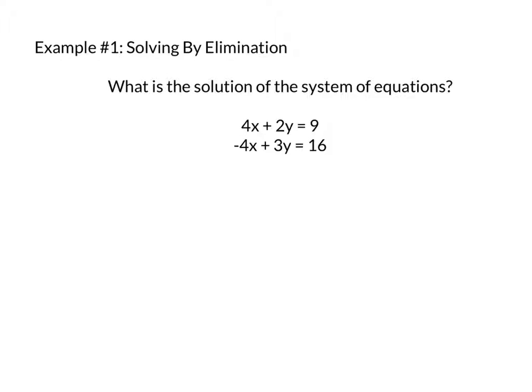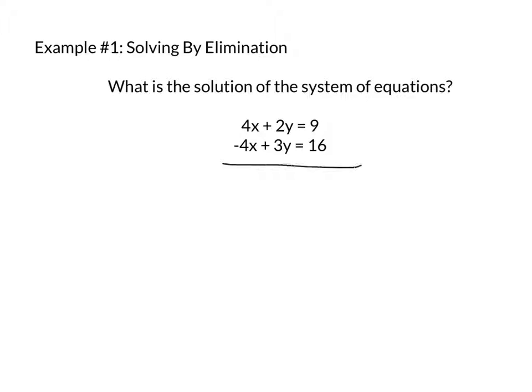So in example 1, we were asked to solve by elimination. It says, what is the solution of the system of equations? So we have two equations that form our system. It says 4x plus 2y equals 9 and negative 4x plus 3y equals 16. What's nice is for us to use elimination, our goal is to eliminate a specific variable. And for us, this variable is already in opposite format to be eliminated, and that variable is x. Notice in the first equation there's a positive 4x, and in the bottom equation there's a negative 4x.